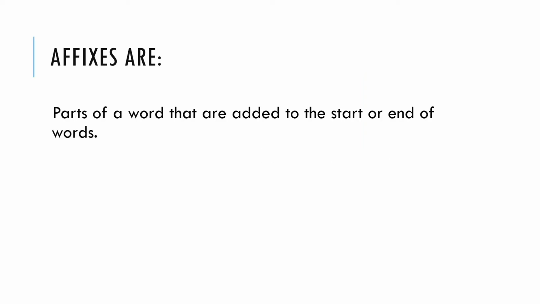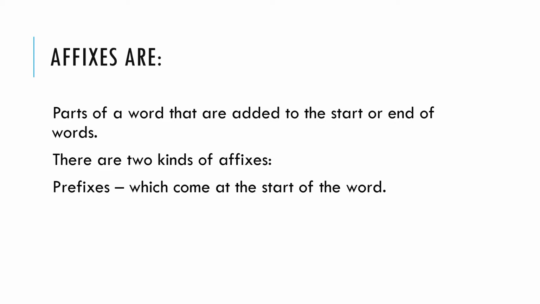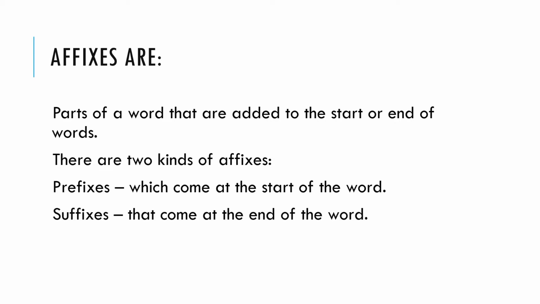Affixes are parts of a word that are added to the start or end of words. There are two kinds of affixes. There are prefixes, which come at the start of the word, and there are suffixes that come at the end of the word. We'll start by looking at prefixes.